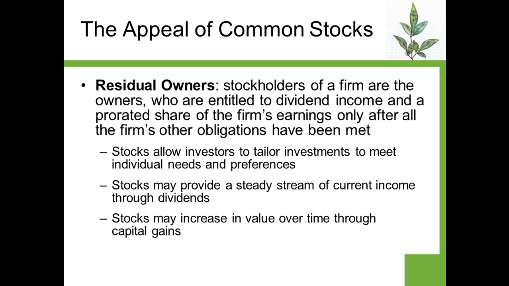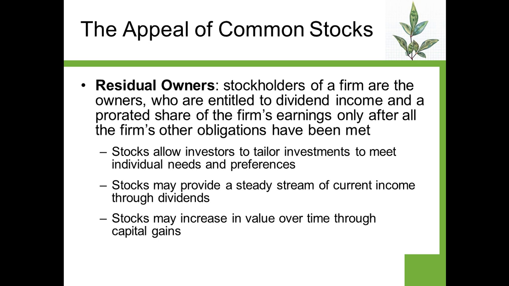Stock may increase in value over time through capital gain. If the organization increases its income and reinvests this income, it is called capital gain. It means that the dividend is not paid out to the investors, and this dividend is reinvested in the organization, and this reinvestment will call the capital gains. So there are two cash flows. One cash flow is the dividend, and the second cash flow is capital gain.